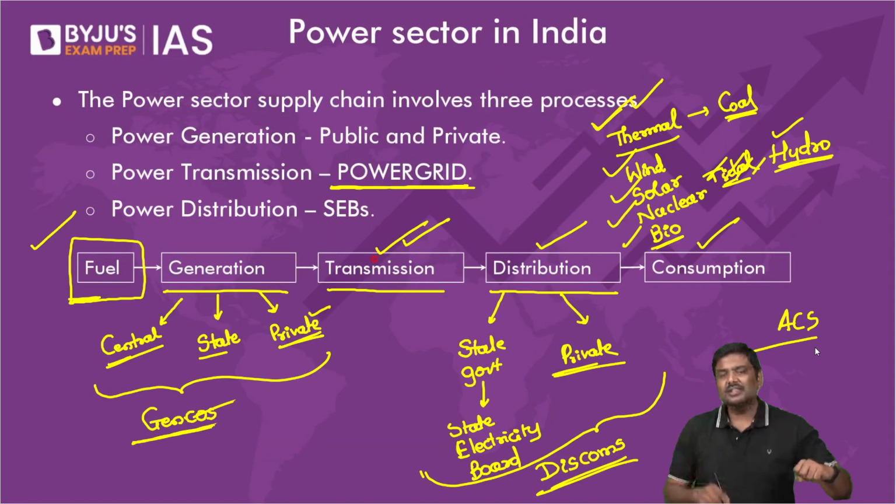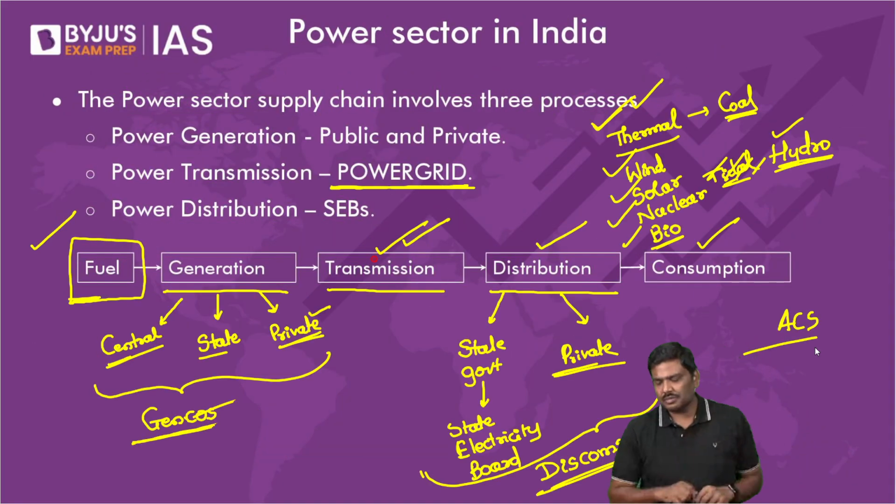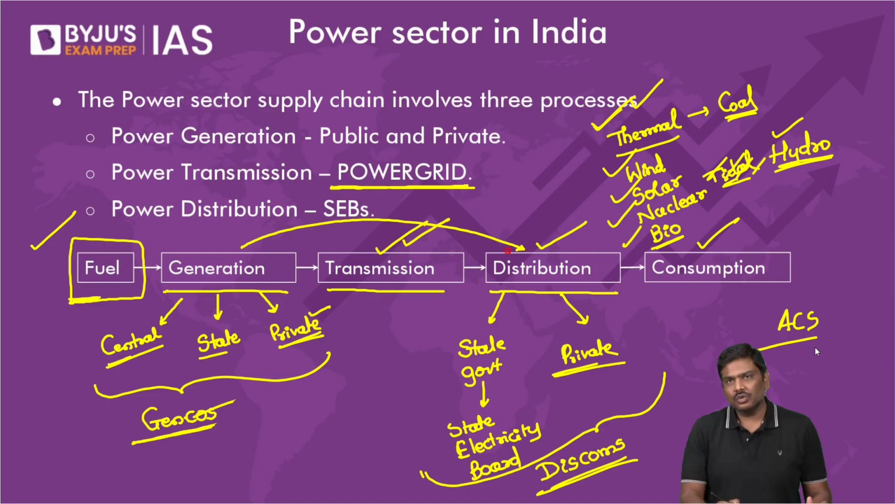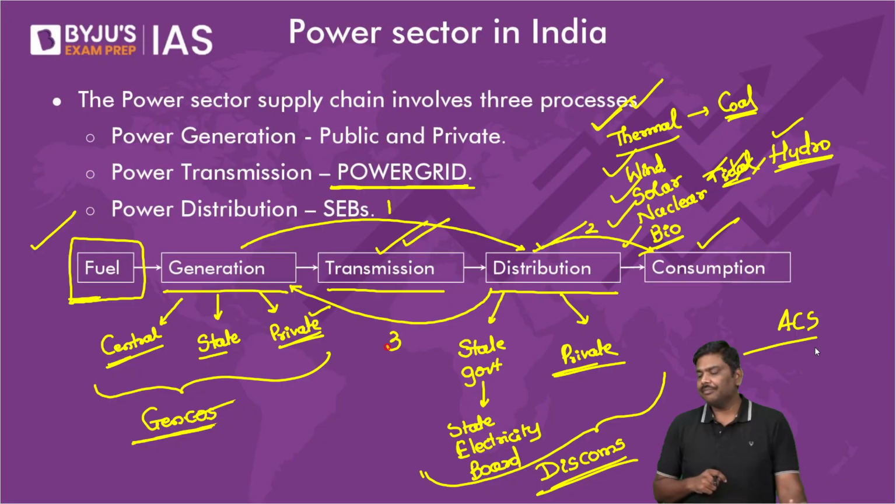Now have a look at this picture. Please have a look at this picture. Step number 1, the generation company will supply electricity to the distribution company, will sell electricity. Step number 2, the distribution company will sell the electricity to the customers, collect the bills. Step number 3, the distribution company will pay the bills to the generation company.